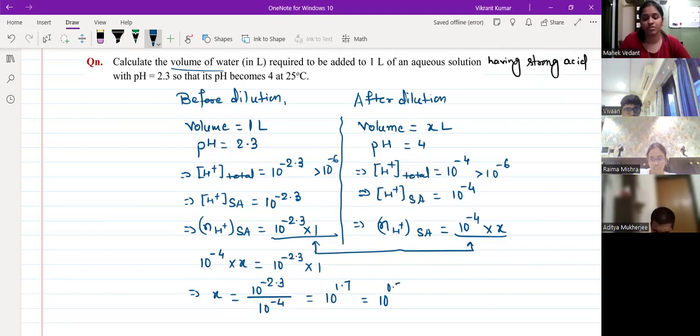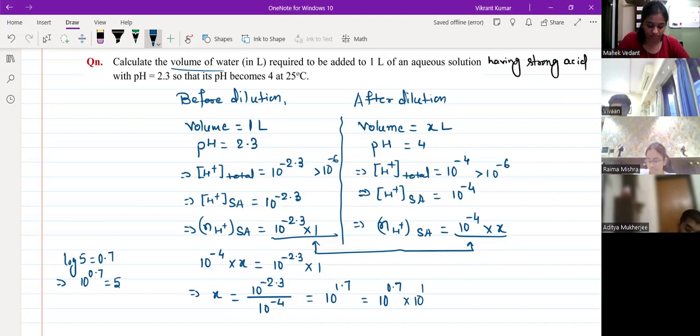Can I write this one as this into 10 raised to 1? Now understand that log 5 is 0.7, which means 10 raised to 0.7 is 5, we can write that. So whenever you get such numbers, you can deal with it in this form, or otherwise you can take x is this much, so log x will be how much. If you get that, you can simplify it again, so we can write this is nothing but 5 into 10, which is 50. Will this be the answer? Will 50 be the answer?